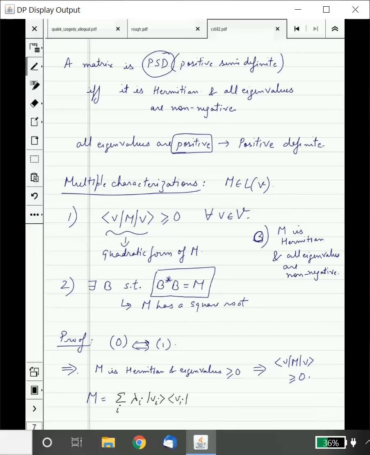What do we know here? Lambda i's are real and the v_i's form an orthonormal basis. Though we know that actually eigenvalues are not just real, they are non-negative. So I can just say all lambda i's are greater than or equal to 0. We know that M can be written like this, where lambda i's are non-negative and the v_i's form an orthonormal basis.